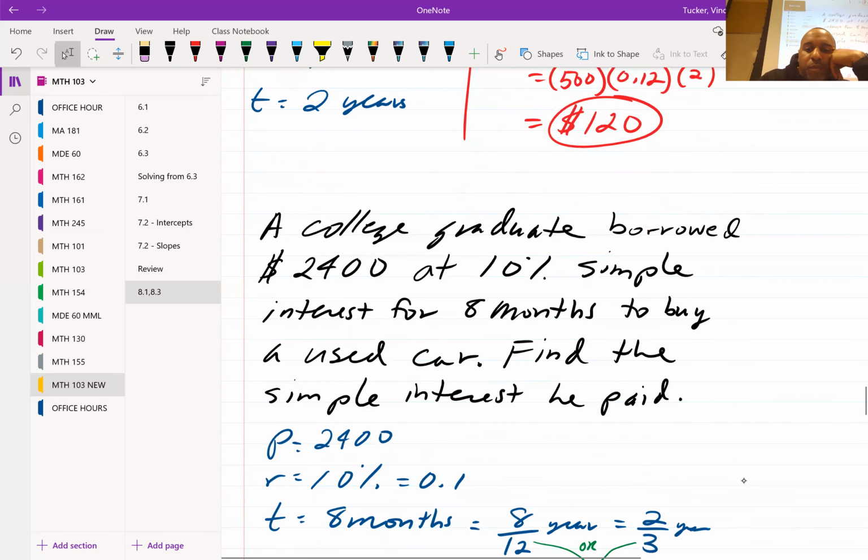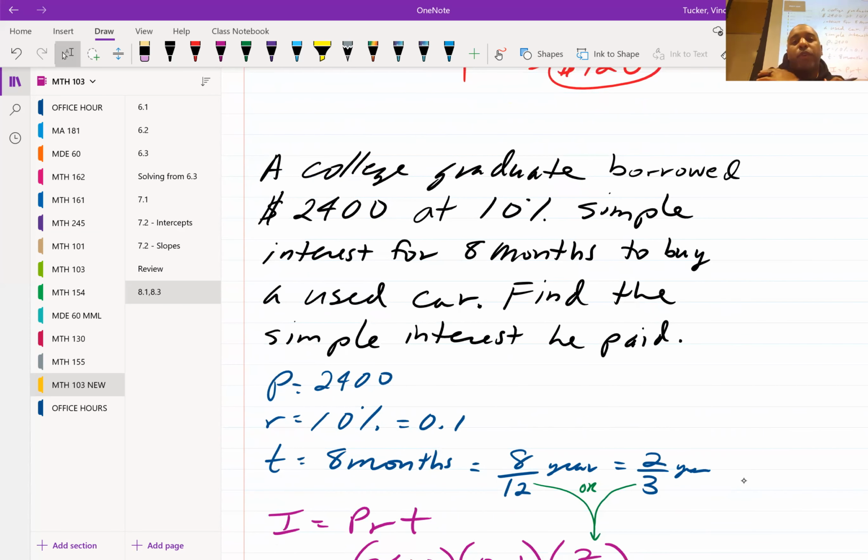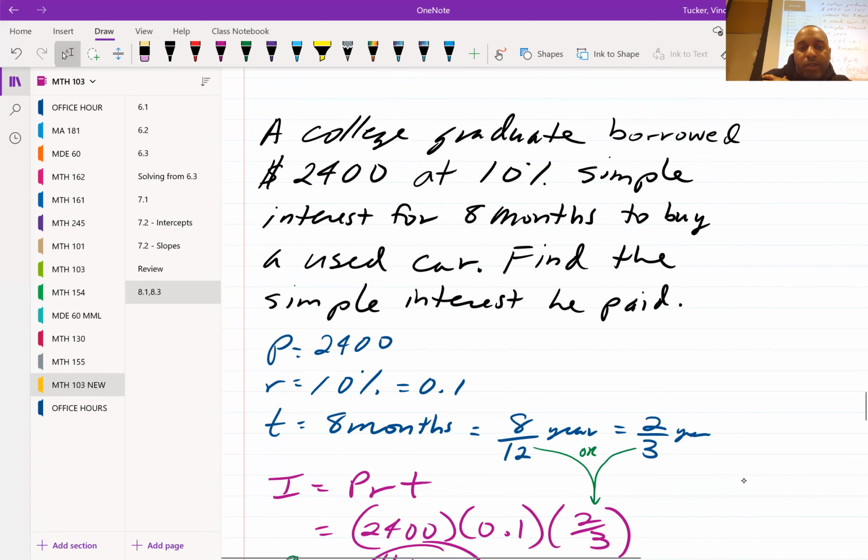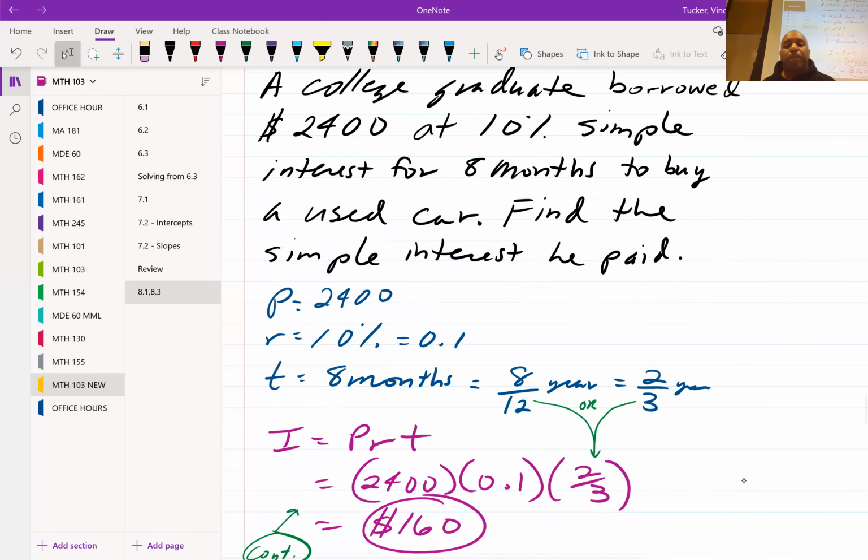All right, take the information out of the problem. P is 2,400, R is 10%, so that'll be 0.1 as a decimal. Now T is 8 months, so I want to rewrite that in terms of years, so that'd be 8 over 12. If you want to reduce it, that'll be 2 over 3. You can use either in your calculation. It does not matter whether you use 8 over 12 or 2 over 3. If you're using a calculator, it's going to calculate to the right answer anyway. So 2,400 times 0.1 times 2/3 will give you 160.